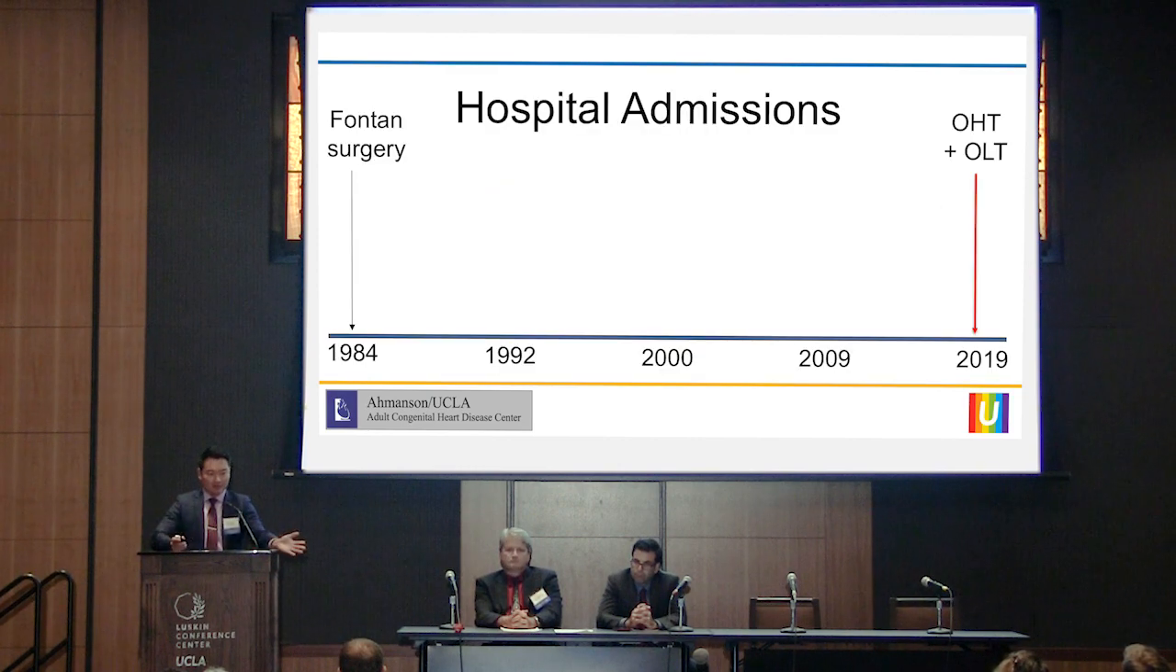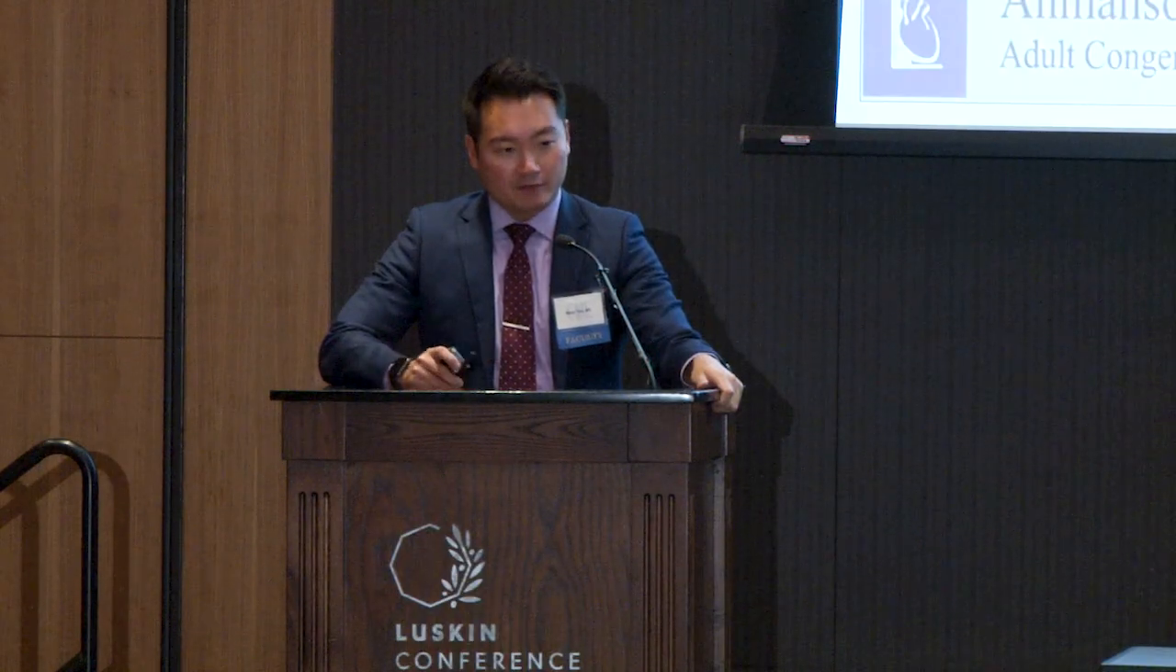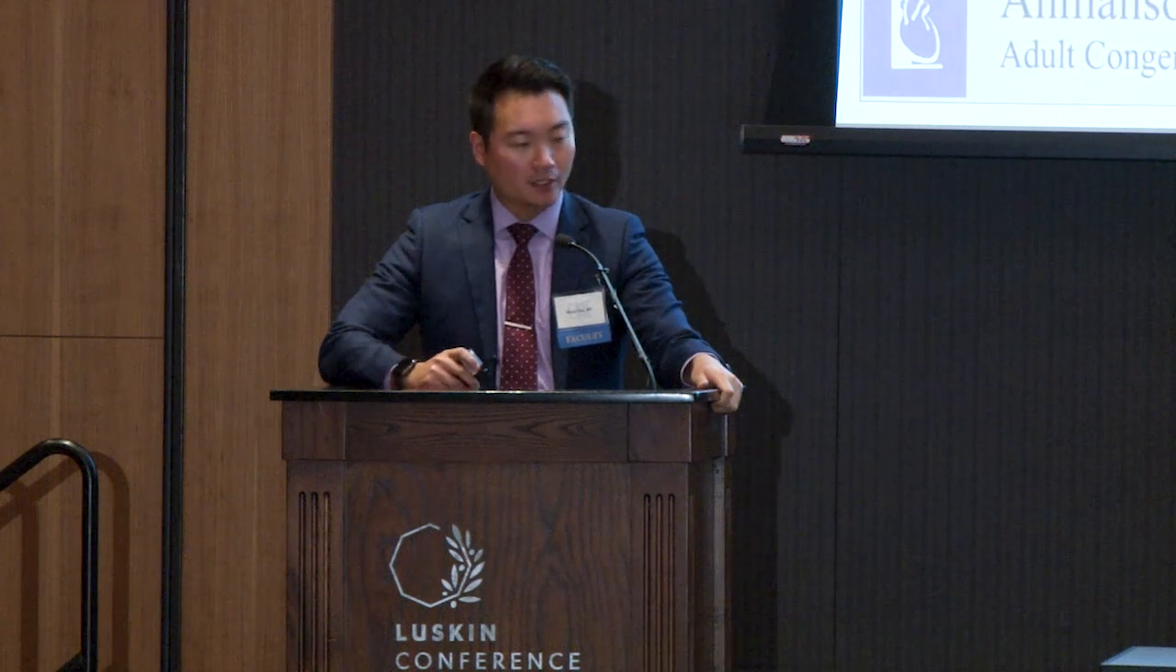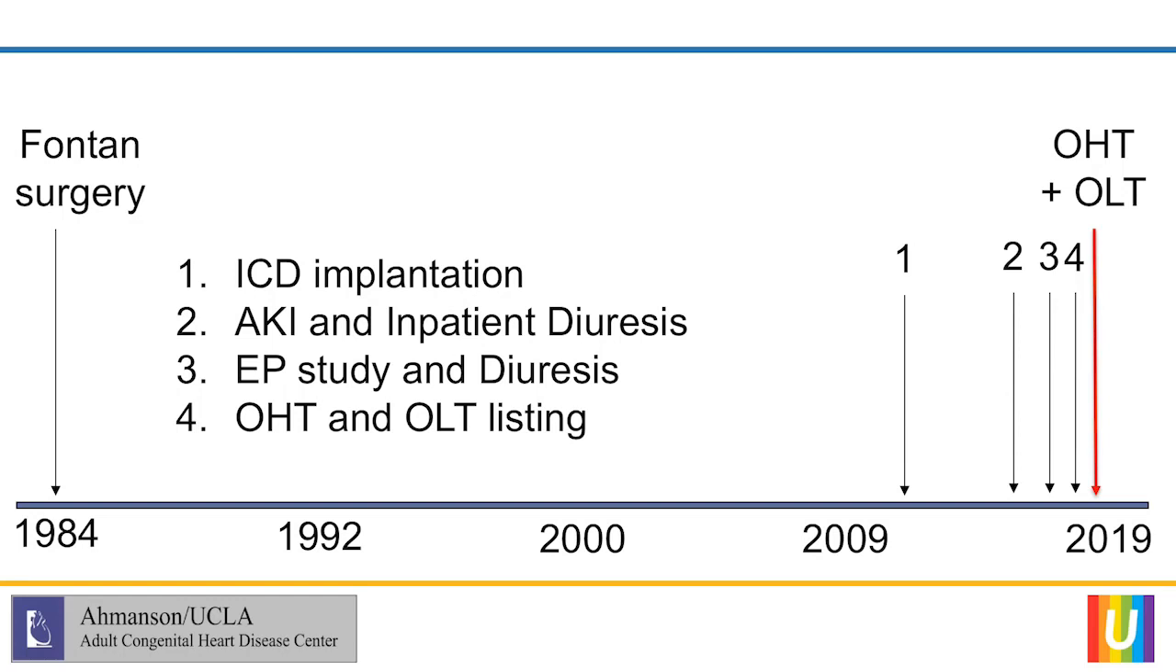So to highlight everything, I just want to say that functionality and clinical status are quite important. And I think hospital admissions is also a good marker for how stable your patients are. And for many years, he was never admitted to the hospital. He always came to our clinic. We saw him a lot. But you can see that he had 4 admissions for procedures, for kidney injury, for heart failure, and eventual listing, all in the last 10 years.